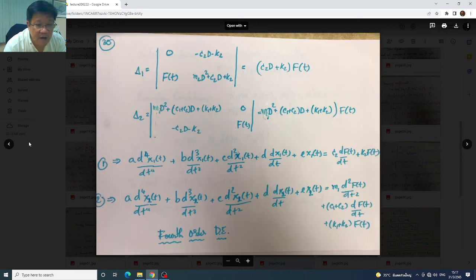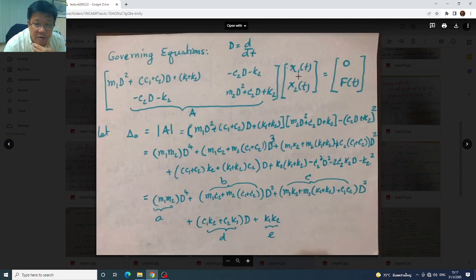And again, when you apply Cramer's rule, you know that x of 1 of t will be equal to delta 1 over delta 0, and certainly you can find delta 1 by finding the determinants. If you want to find x of 1 as a function of t, you just put the right hand side column vector here to replace the first column and find the determinants. For x of 2 as a function of t, you put the right hand side function and replace the second column in the matrix A, and then find the determinants of the resulting matrix.